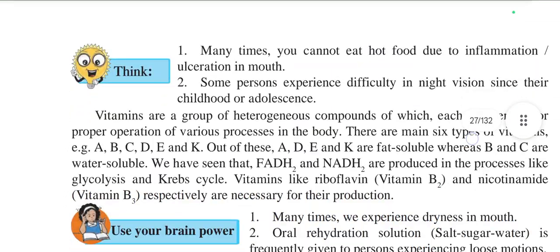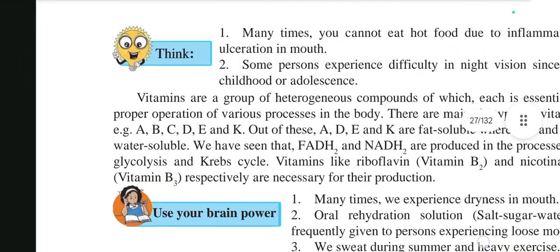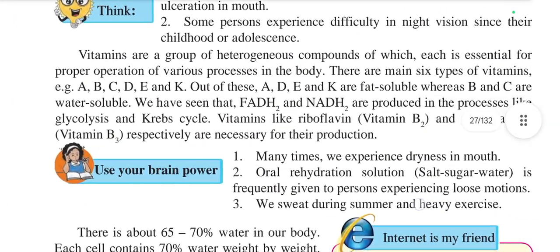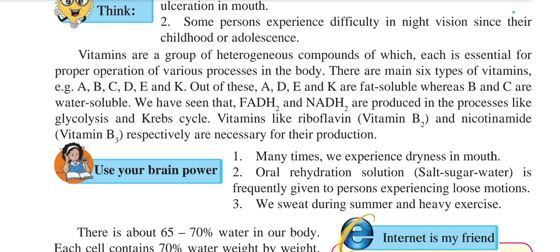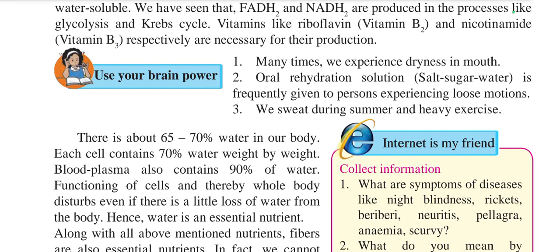After that, an important point is the types of vitamins. Vitamins are a group of heterogeneous compounds which are essential for the proper operation of various processes in the body. These are A, B, C, D, E and K. Out of these, A, D, E and K are fat soluble, but B and C are water soluble. Vitamins like riboflavin, that is vitamin B2, and nicotinoid, called vitamin B3, are necessary for their production also.